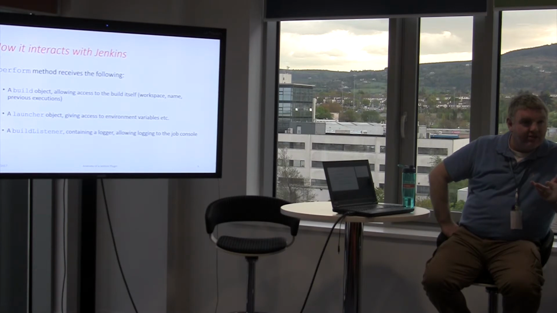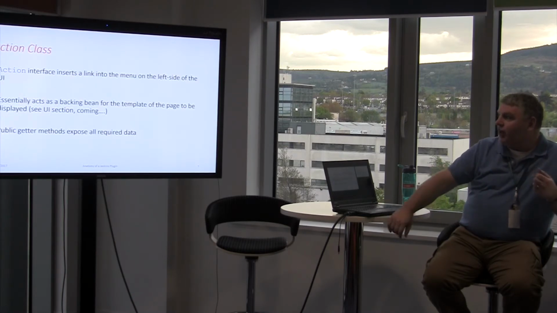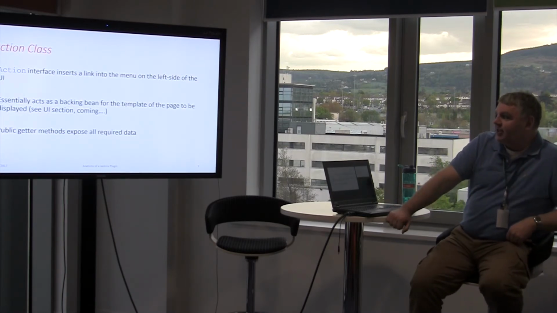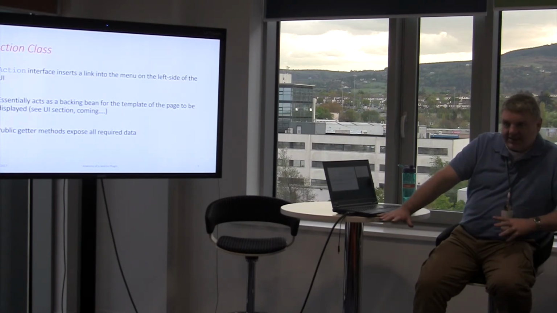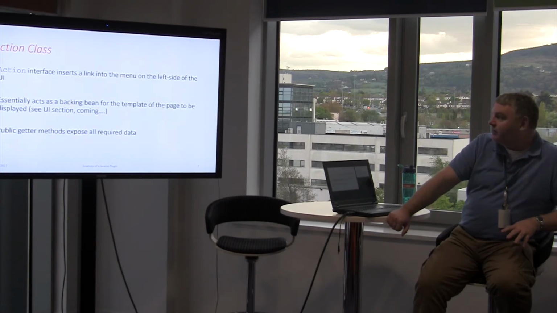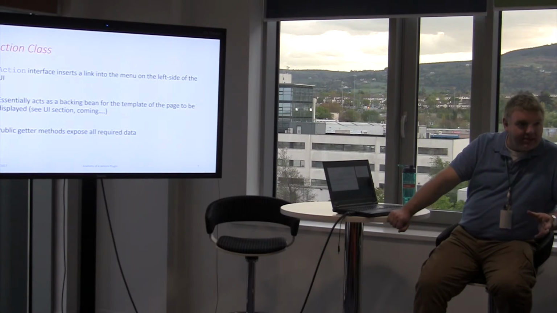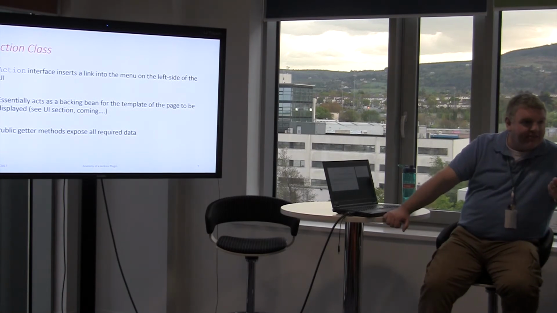All of that is great, but no user actually gets to see anything. So the next portion you need to do is interact with the Jenkins UI. To do that, you have a thing called an action interface. Again, everything that uses the UI isn't necessarily an action, but all actions are to do with the UI. What this does is it inserts a link into the menu on the left-hand side, the standard menu when you look at a job, and allows you to select.